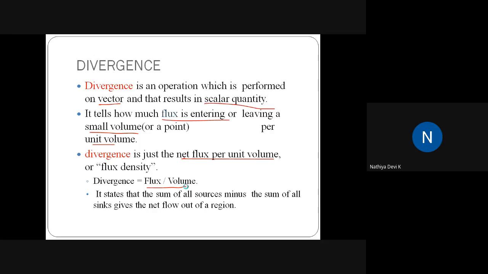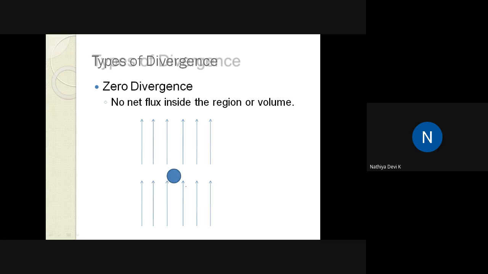There are three types of divergence: zero divergence, positive divergence, and negative divergence. Zero divergence means no net flux inside a volume or a region. Consider this is your volume or region. The number of lines coming into the region and the number of lines leaving the region are equal, therefore no net flux is available. See here, 6 lines are entering and 6 lines are leaving. Therefore, zero net flux is available. That's why it is zero divergence. Clear, students?